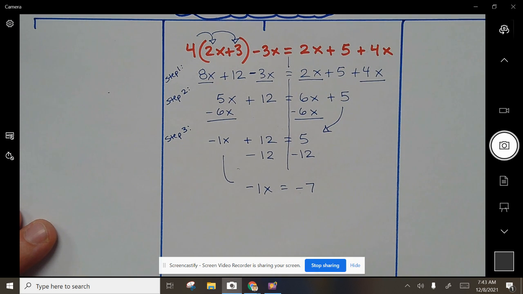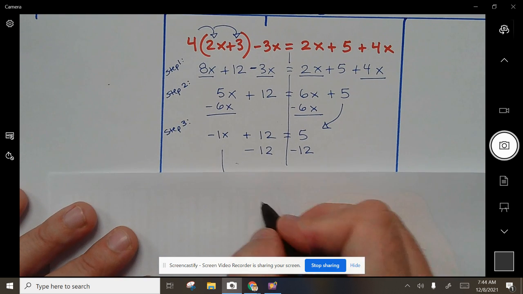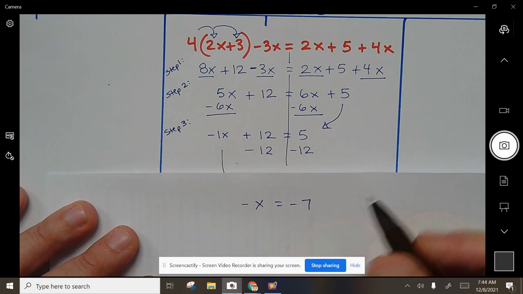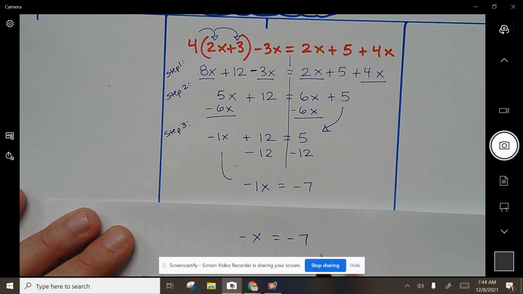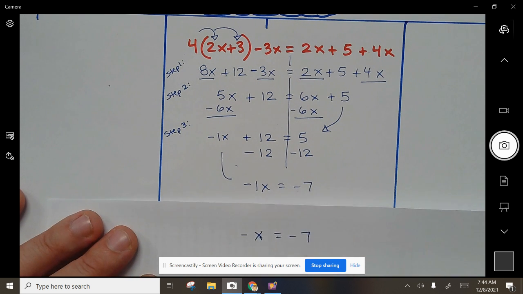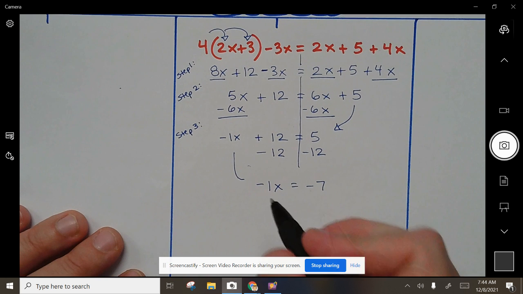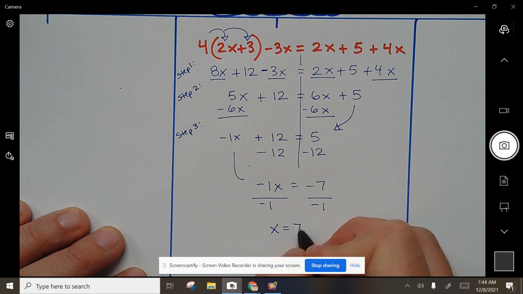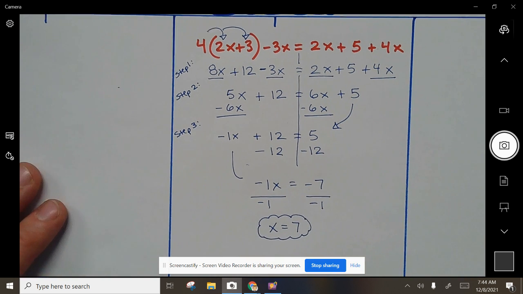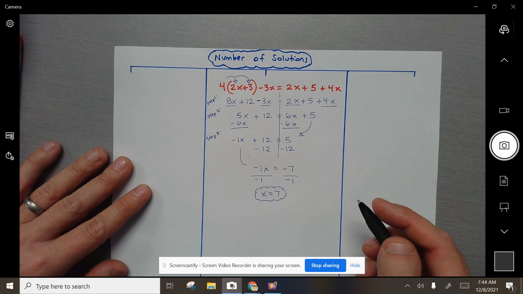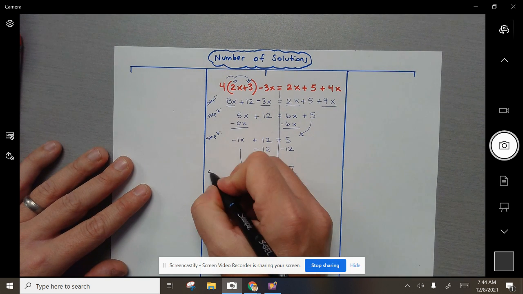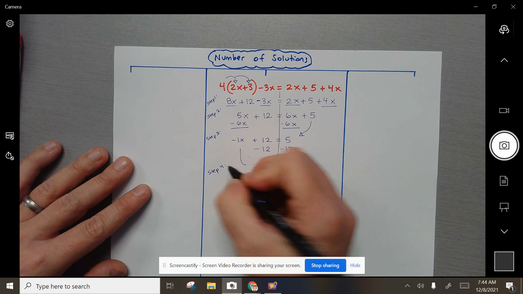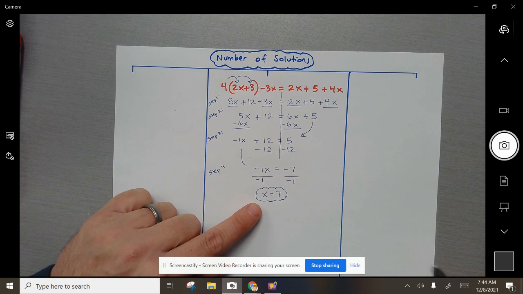And it could also look like negative x, right? It could also be negative x equals negative 7. It's the same thing, right? Those are the same, so make sure you don't get that confused. Then we're going to divide this out to get rid of it. This is negative 1. We're going to divide negative 1 to both sides. X equals positive 7. Okay? And this would be step 4, I believe. And then your final answer is x equals 7.